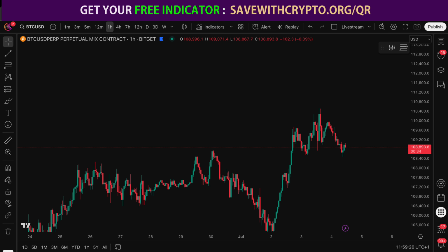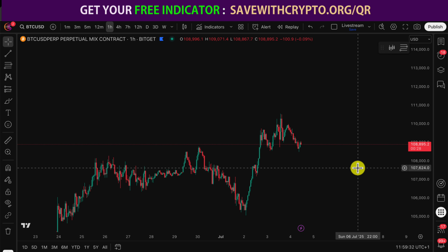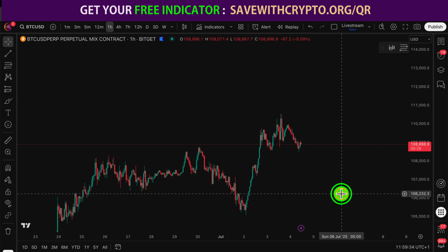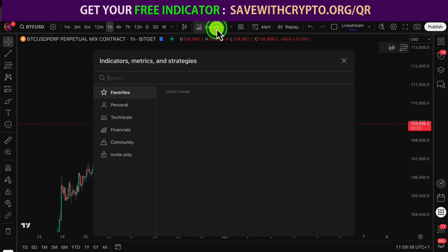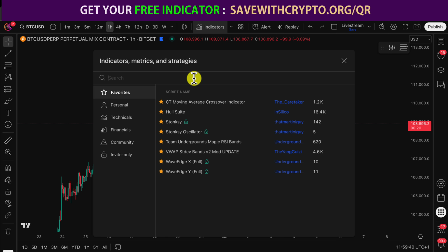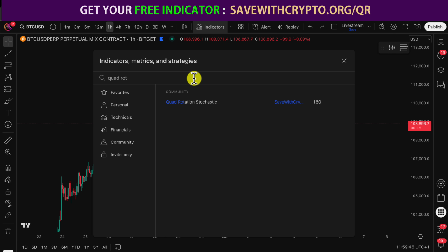So I'm going to start off with a fresh chart with no indicators. This is the Bitcoin USD chart on BitGet. This is the 1 hour time frame. So if you go to indicators and you type in quad rotation, you can see Quad Rotation Stochastic by Save with Crypto.